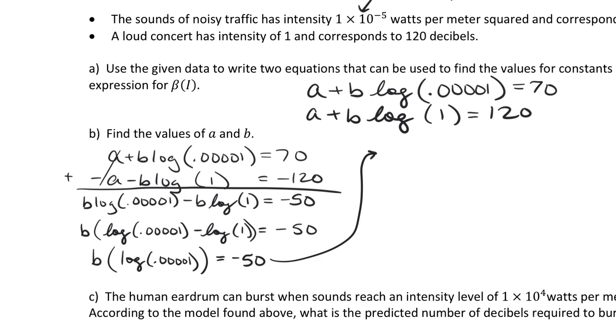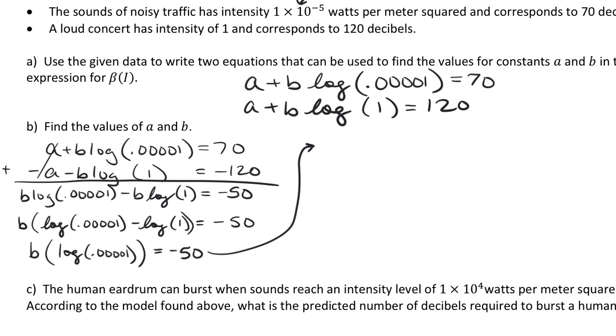How do I get b by itself? How do I move it to the other side? It is currently multiplied by b, so to do the inverse, I would divide. B is equal to negative 50 divided by the logarithm of 0.00001. Whew. What did we do before for this? Plug it in. Let's go for it. In your calculator, negative 50 divided by the logarithm of 0.00001.